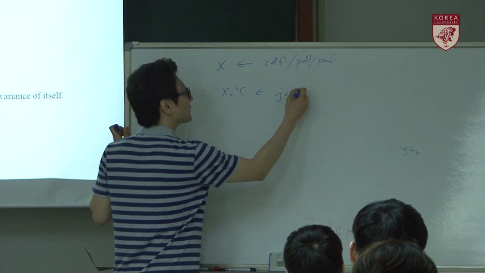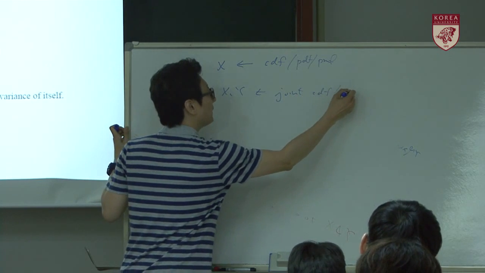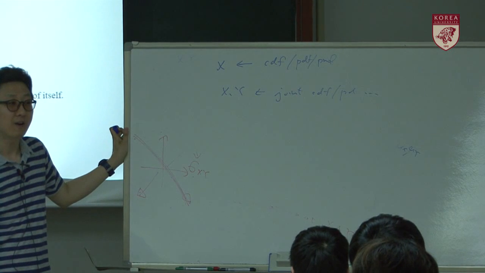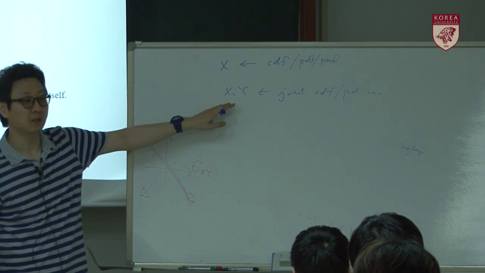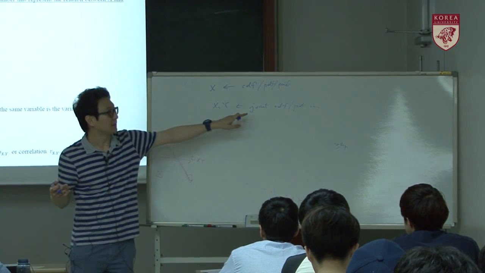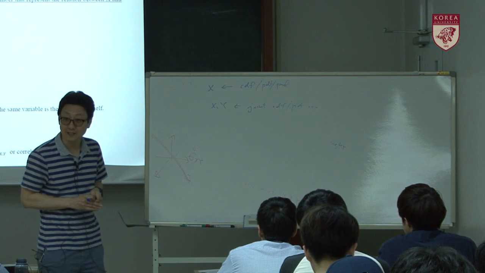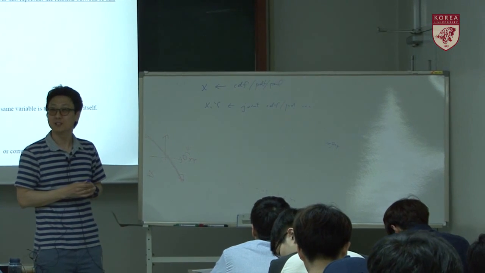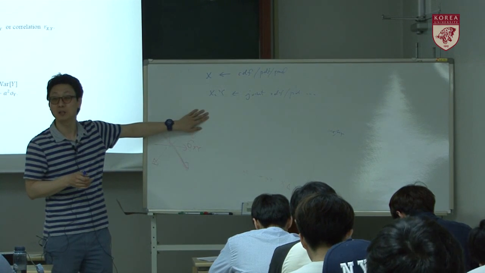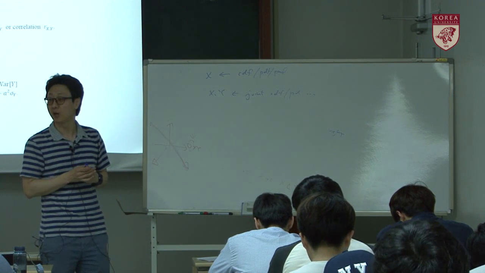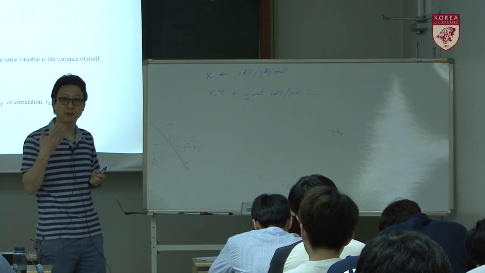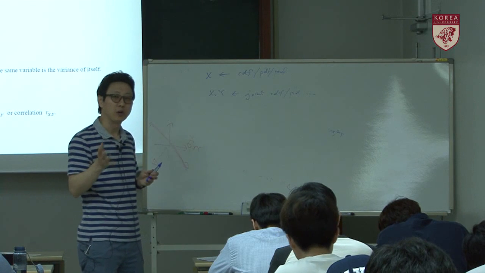Joint CDF or PDF, or whatever the probability function. However, to describe the relation of x and y, if we use the CDF or PDF all the time, it's too complicated. So people need one simple number that represents the relation between x and y. That number is covariance. So covariance simply describes the relation between x and y.